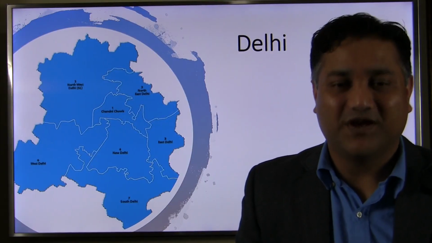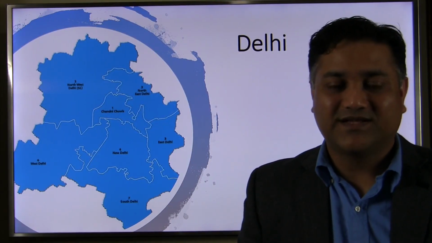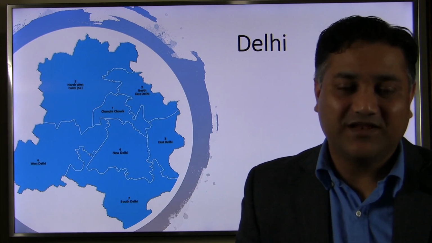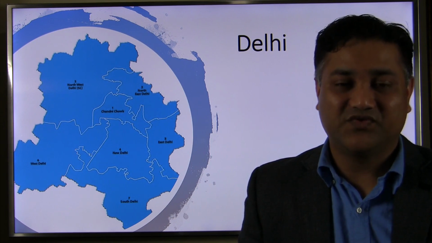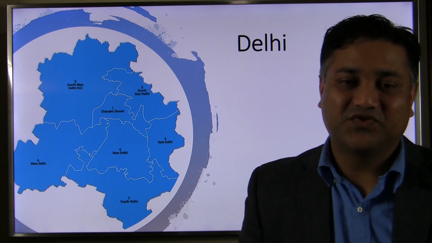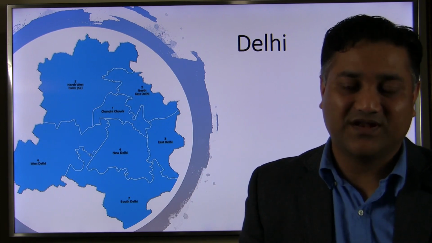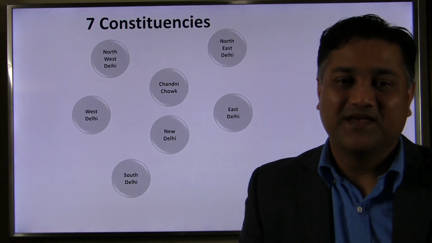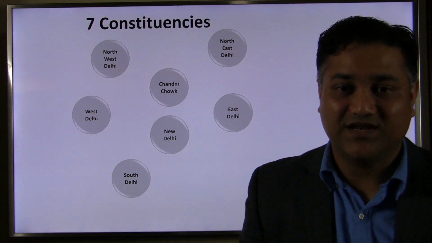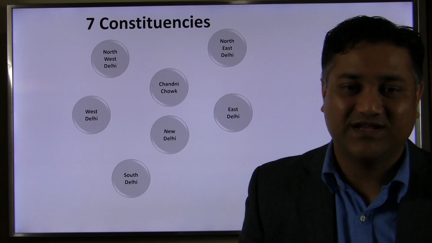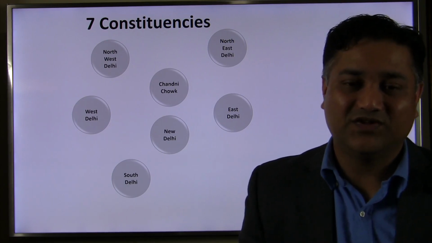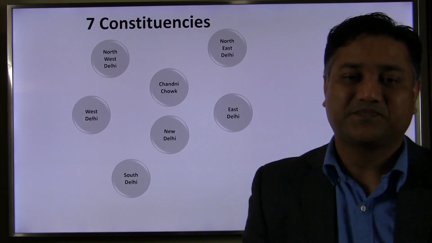Let's take it a notch up. I've taken the models and the mathematics that I have created for the national level and scaled them down to the individual constituency level. Let's look at the predicted outcomes for the constituencies of the National Capital Territory of Delhi. Delhi has 7 constituencies: Chandni Chowk, New Delhi, East Delhi, Northeast Delhi, South Delhi, West Delhi and Northwest Delhi. Let's look at the predicted outcomes of each of these constituencies.